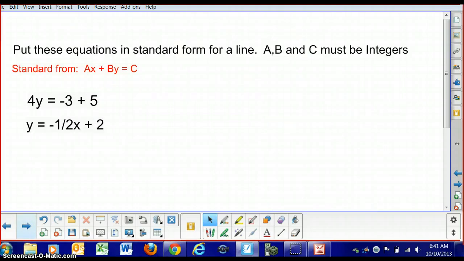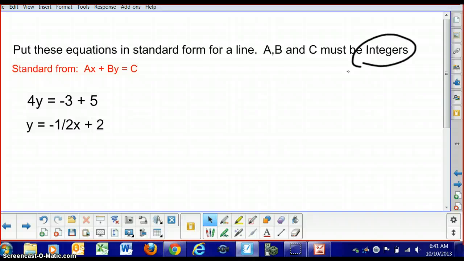As a little warm-up, let's go ahead and remember how to put equations into standard form, where standard form is ax plus by equals c, where x and y are the variables and a, b, and c are integers, meaning not fractions. So down here, this negative 1/2 is going to need to be taken care of. But let's go ahead and see if we can at least get it to ax plus by equals c without integers, and then see what we can do to turn them into integers.